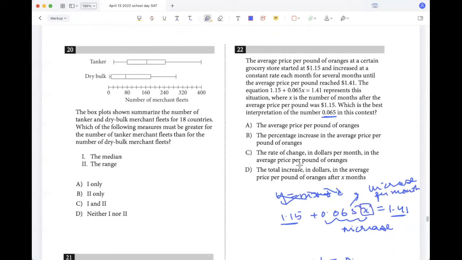So this is the rate of change in dollars per month in the average price per pound of oranges, right? Yeah, it's because it's dollars per month. It's the increase per month.